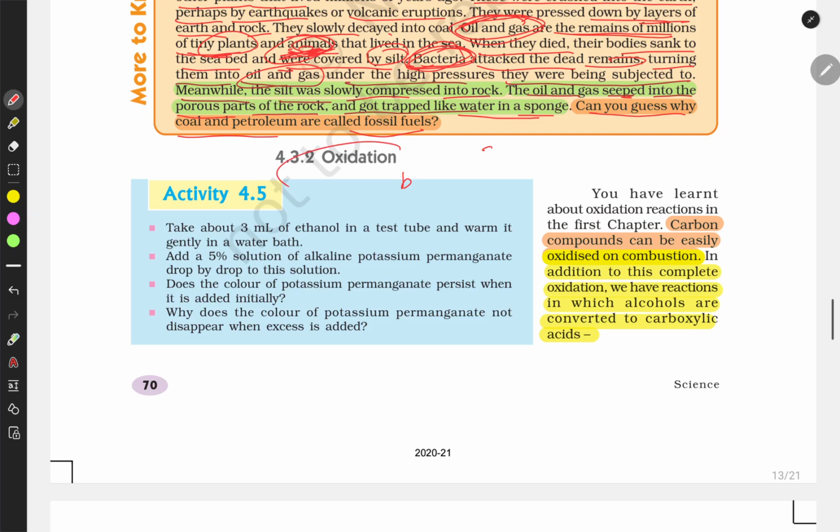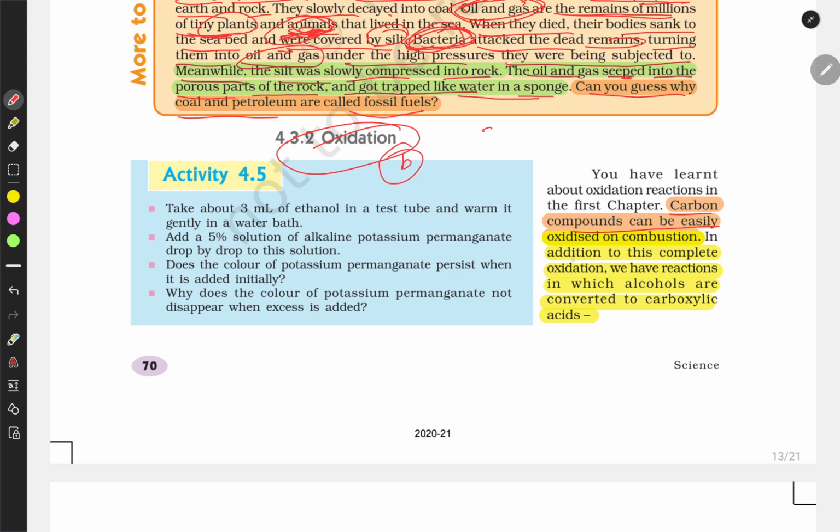What is oxidation? In a previous chapter, we have already learned about oxidation. Oxidation is the gaining of oxygen. Simple. In higher classes we will encounter another definition that includes electrons. Carbon compounds can easily be oxidized on combustion. In addition to this complete oxidation, we have reactions in which alcohols are converted into carboxylic acids.